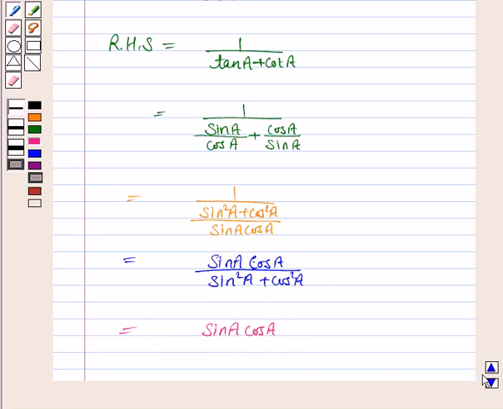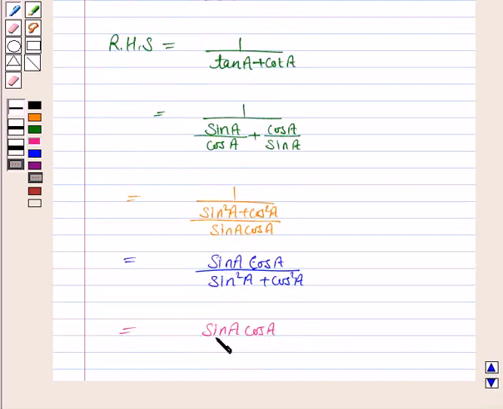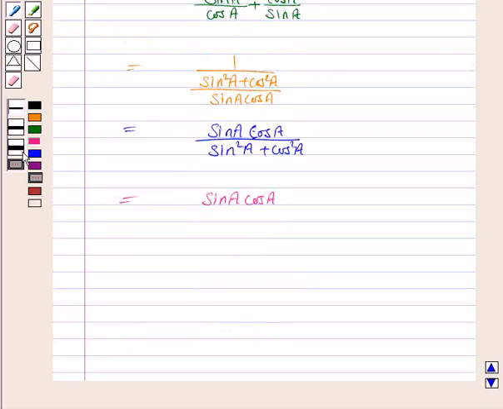And we have already proved that LHS is equal to sin A into cos A, and RHS is also coming out to be sin A into cos A. Hence, the identity is proved. So this completes the question and the session.